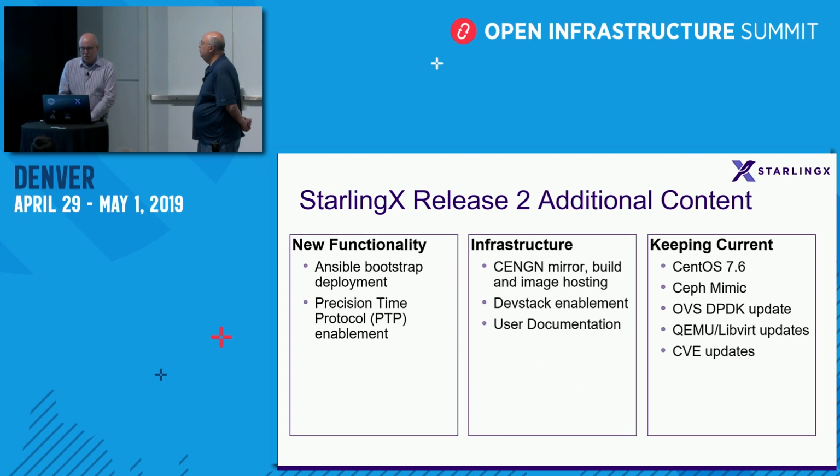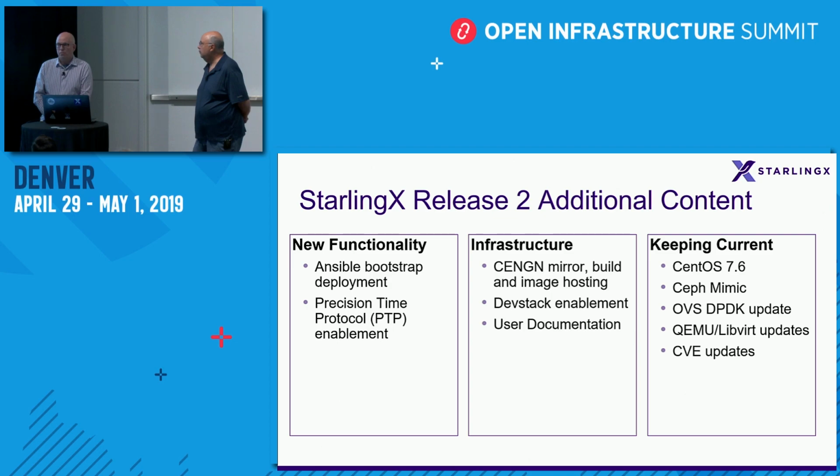So we'll tag team on this chart. The containerization and the OpenStack upstream alignment were two of the key items that we addressed in this upcoming release. Just wanted to touch on some of the other features. We made some improvements in our deployment with Ansible Bootstrap deployment for our seed node. We've introduced the Precision Time Protocol. We had a talk on that yesterday.